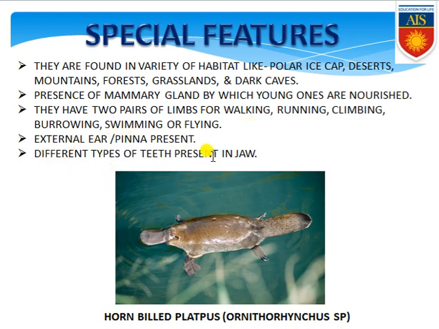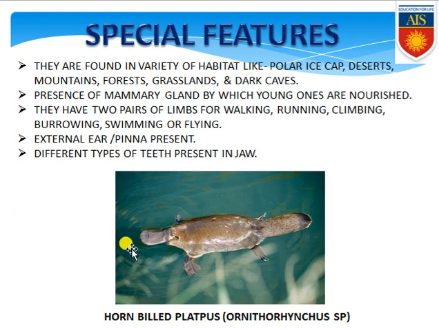External ear or pinna is present, and that is also a special feature of these mammalian organisms. Different types of teeth are present in the jaw. Various kinds of teeth like thecodont teeth, then diphyodont teeth are present, as well as incisor, canine, premolar, molar. All these kinds of teeth are present in mammalian organisms. Okay, so these are the special features we have discussed.